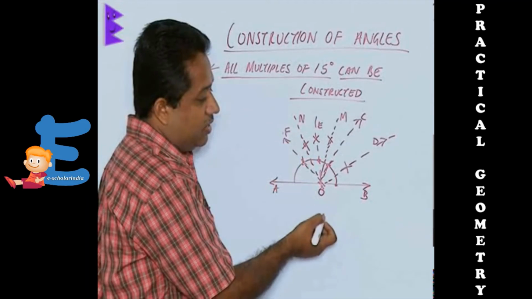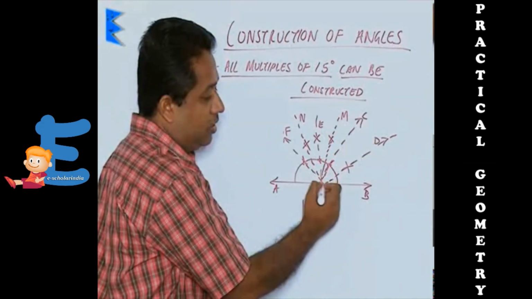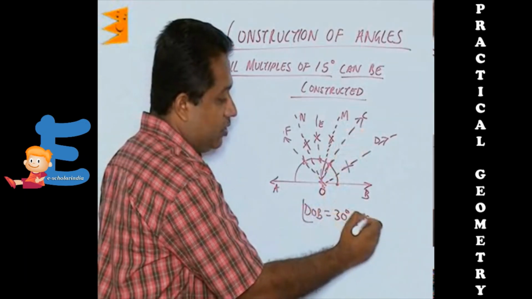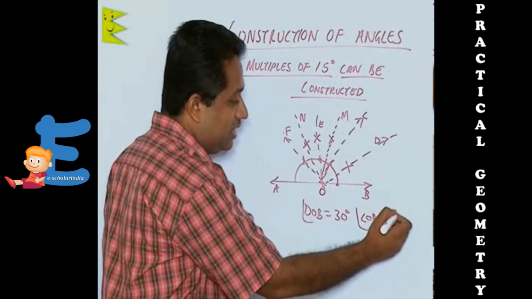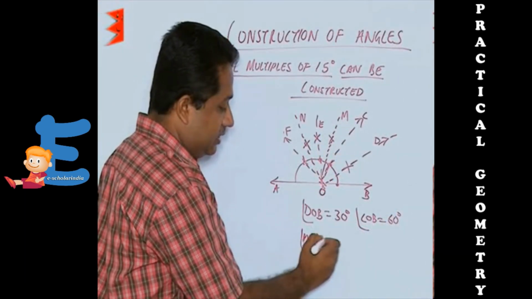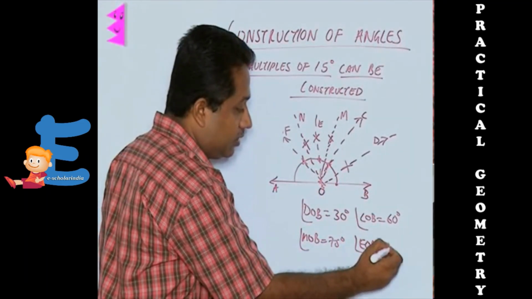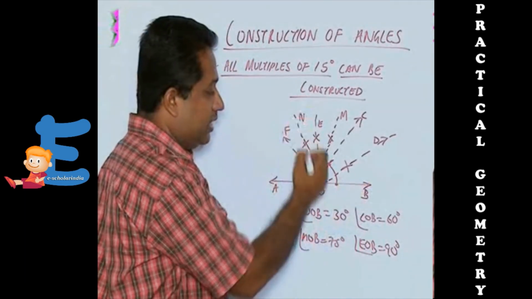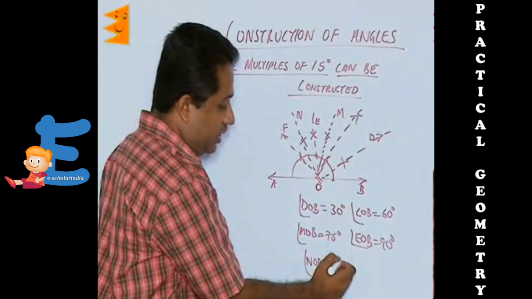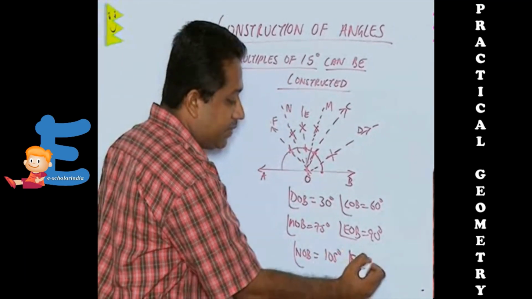So here in this figure we have angle DOB, that is a bisection of angle COB. We've got this angle as 30 degrees. Then we've got angle COB as 60 degrees. Then we have got MOB as 75 degrees. Then we have angle EOB as 90 degrees. Then this side, obtuse angle, angle NOB becomes 105 degrees and angle FOB becomes 120 degrees.